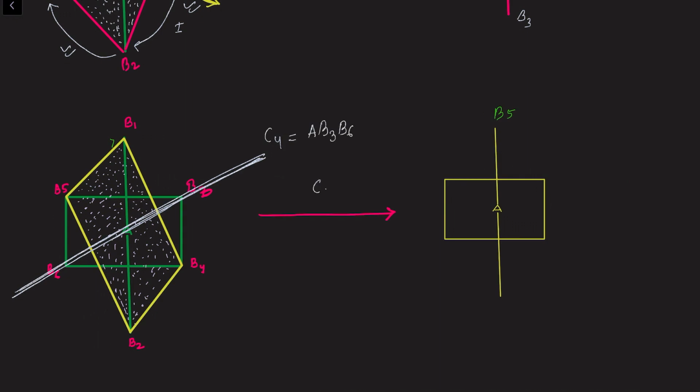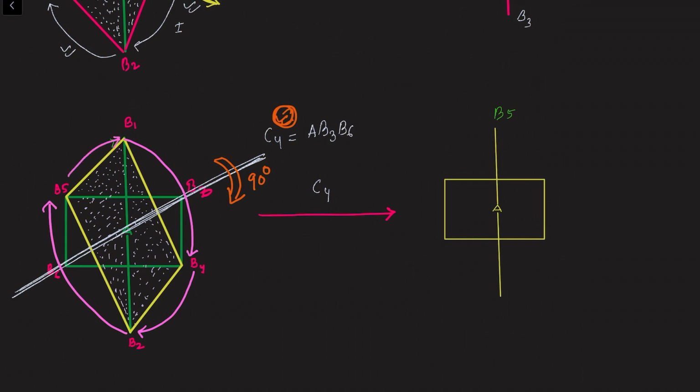Now perform the C4 operation about this C4 axis of rotation. Again rotate this molecule in this direction. You are free to rotate the molecule in any direction, but it depends on you which direction is easy for you. So rotate this molecule at 90 degrees. On rotation at 90 degrees, what will happen? This B1 will interchange its position with this B4. This B4 will interchange its position with this B2. This B2 will interchange its position with this B5. And B5 will interchange its position with this B1.